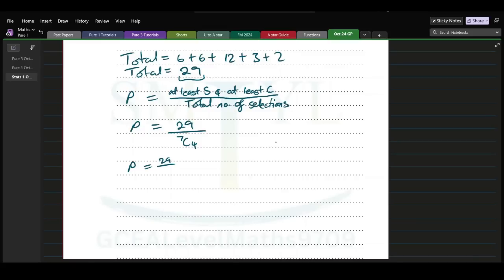So 29 over 35, we can leave it like this, or we can give it to 3 decimal places, which would be 0.829, and this here would be our final answer.